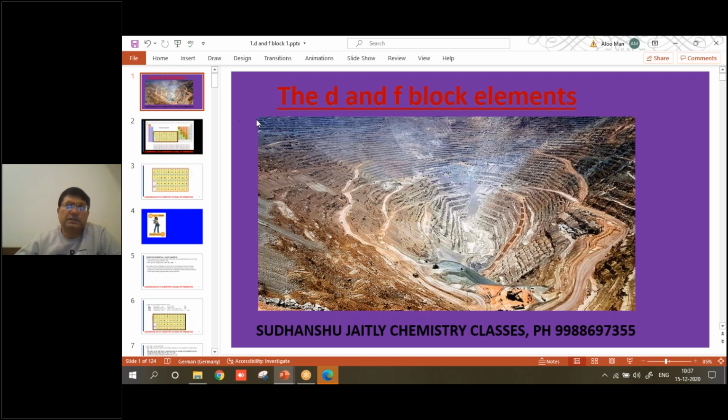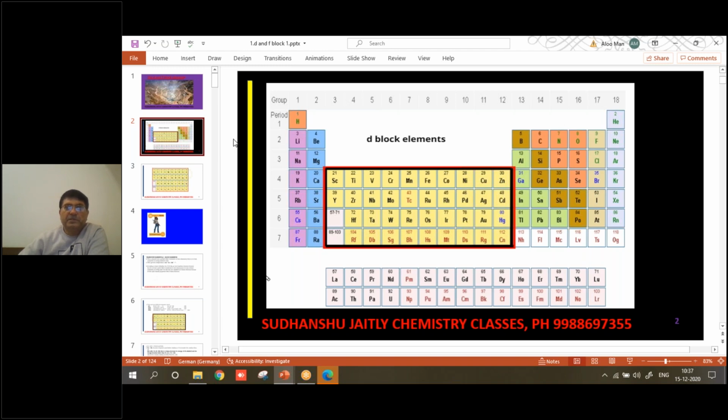Remember all the questions, the in-text and back exercises, and examples from NCERT. Right? Chalo ji. The D and F block elements. If you see the periodic table, from group number 3 and period number 4 starts the D block. This is considered the first transition series. It involves filling of the 3d subshell. Yttrium to cadmium is the second transition series, 39 to 48. It involves filling of the 4d subshell.